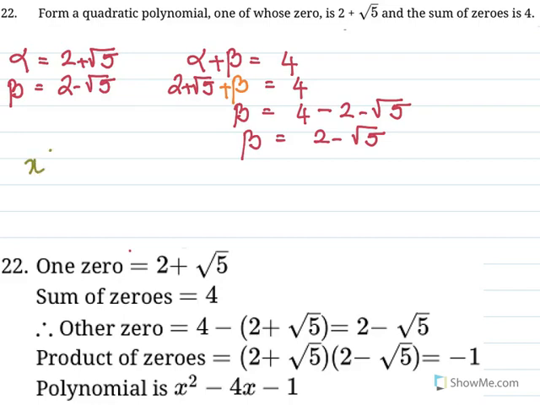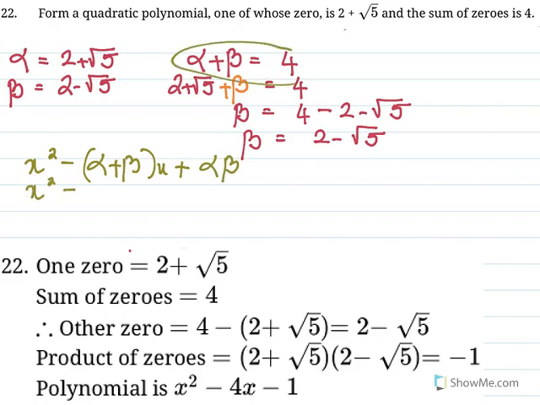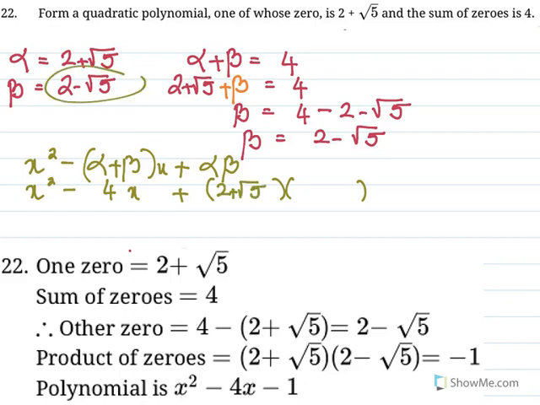Now our formula for quadratic is x square minus alpha plus beta, sum of roots, plus product of roots. So x square minus, sum of roots was given to us is 4 here. So we're going to put 4x. Now product of roots is alpha into beta. Alpha is 2 plus under root 5. So we write 2 plus under root 5. Beta is 2 minus under root 5.